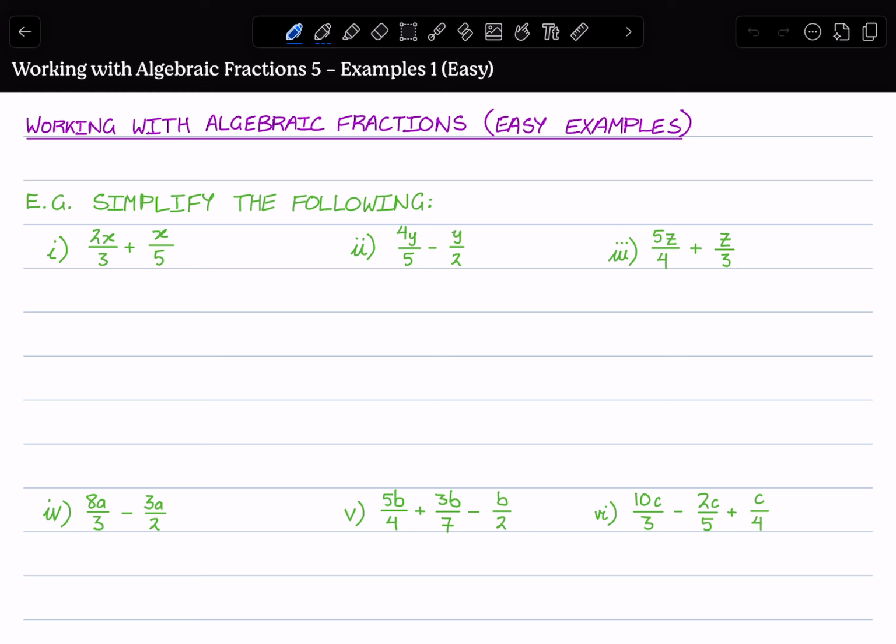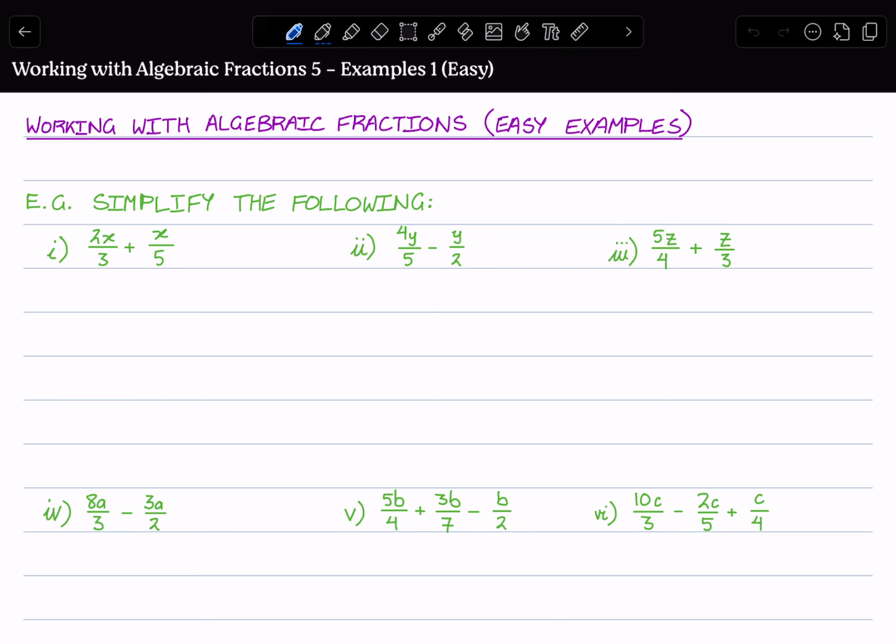Hello class, this is a video tutorial on working with algebraic fractions. In this video, we'll be looking at some simpler examples. In particular, all of the denominators with this addition and subtraction are just numeric denominators. So let's get through the first three examples in this video.